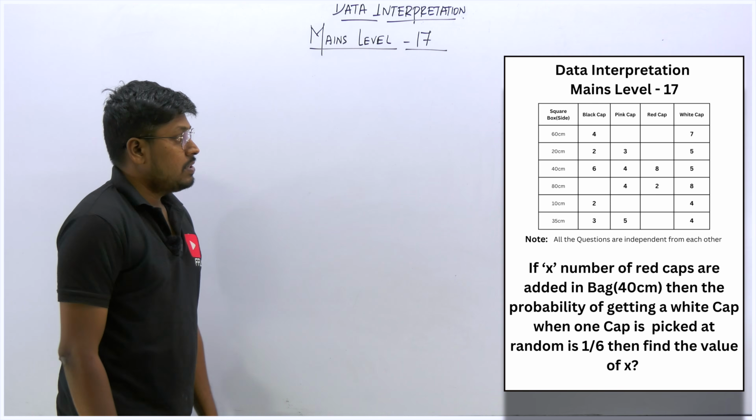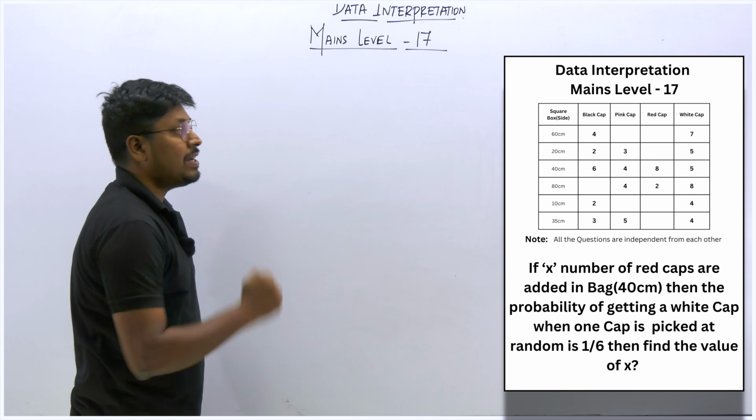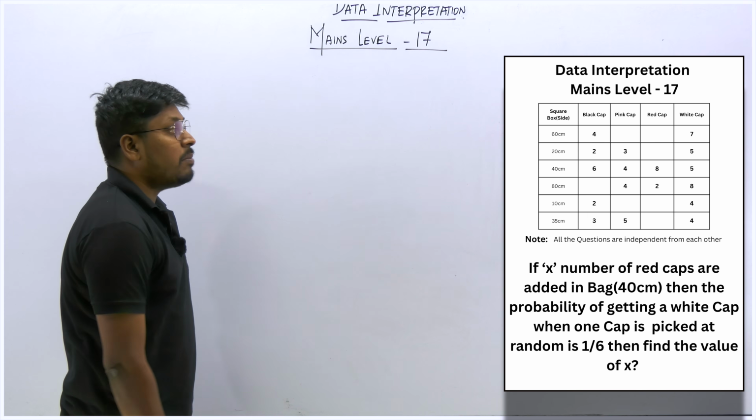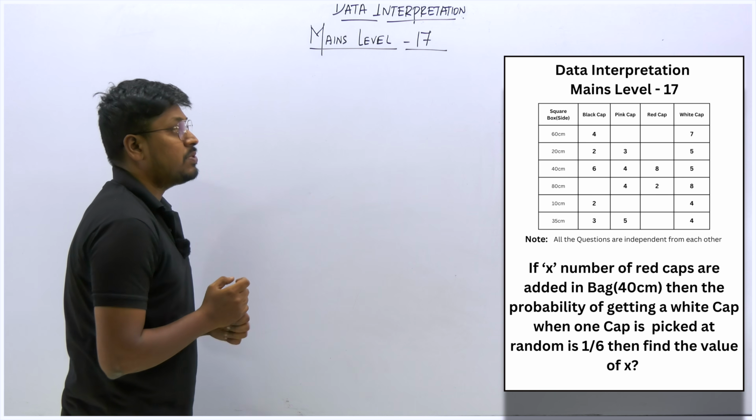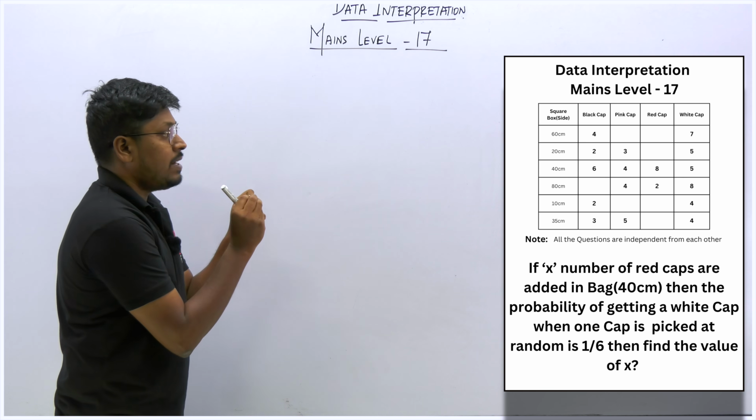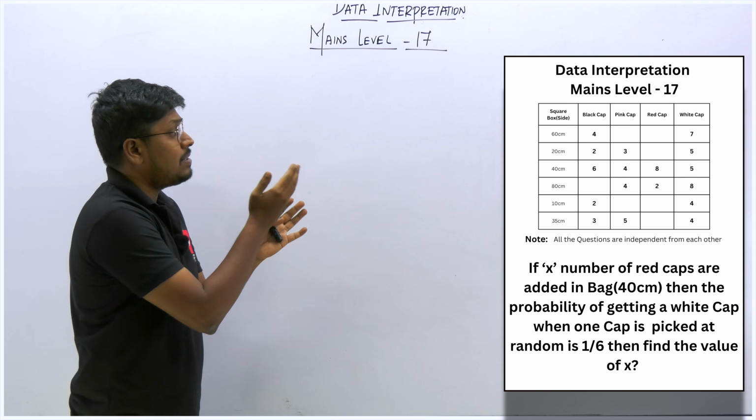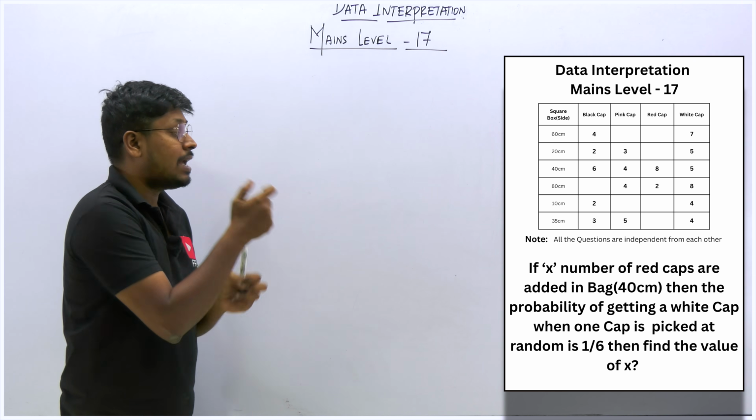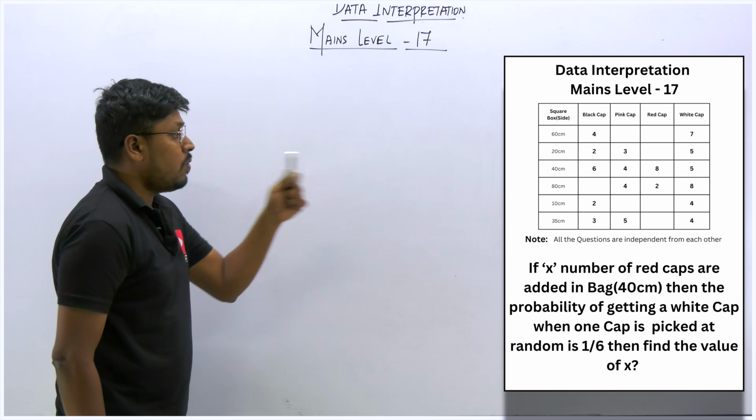Third question. If X number of red caps are added in a bag of 40 centimeter, then the probability of getting a white cap when one cap is picked at random is 1 by 6. Then find the value of X. So our target is to find the value of X, because some X number of red caps has been added inside the bag of 40 centimeter. So now look at the chart.